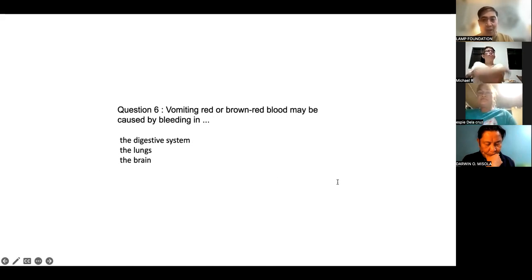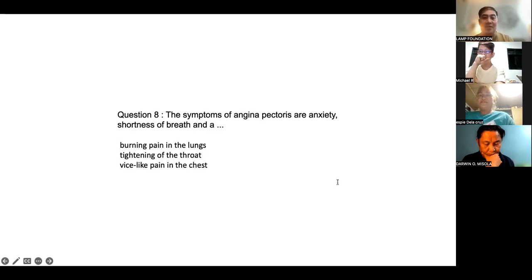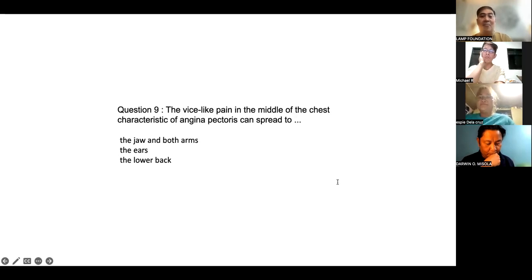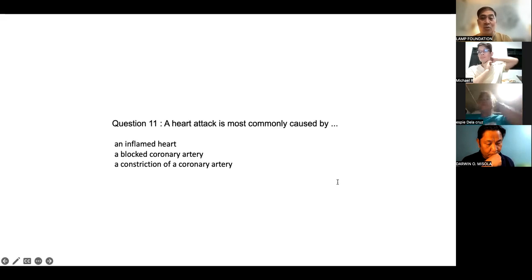Vomiting red or brown red blood may be caused by bleeding in the? Digestive system. A leakage of fluid from around the brain may be recognized by a thin watery blood coming out of? The ear. Okay. The symptoms of angina pectoris are anxiety, shortness of breath, and? Vice-like pain in the chest. The vice-like pain in the middle of the chest characteristic of angina pectoris can spread to? The jaw and both arms. Angina pectoris is when coronary arteries are? Narrowing. A heart attack is most commonly caused by? A blocked coronary artery.